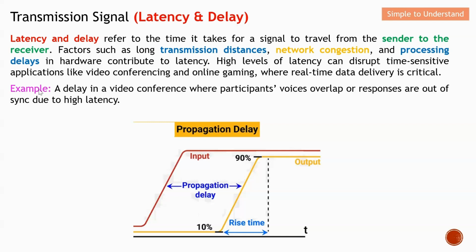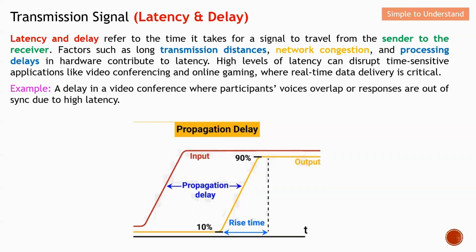One very simple example of delay is a video conference, where participants' voices overlap or are out of sync due to high latency. But nowadays I believe we don't have this kind of issue. In the early days, we could have conferences with some form of high latency, and therefore you could see that some voices overlapped. The picture was also not clear. But like I mentioned earlier, this form of delay has been totally removed because of the advancement of technology.